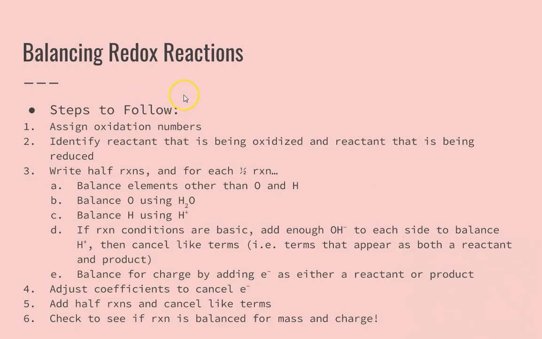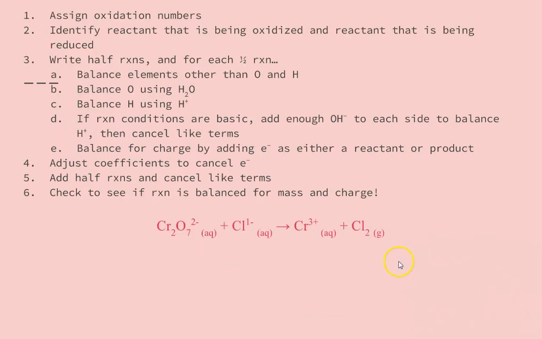Here are our steps to follow for balancing redox reactions. We should have these written down, just like we wrote down the ones from assigning oxidation numbers. So go ahead and pause the video and write these down. All right, let's look at an example. I'm just going to follow these steps literally word for word.